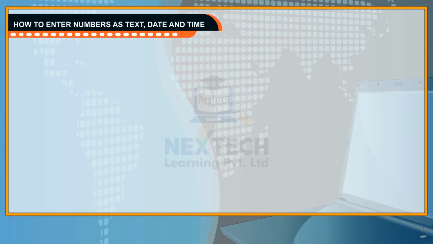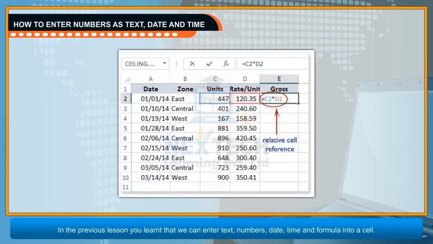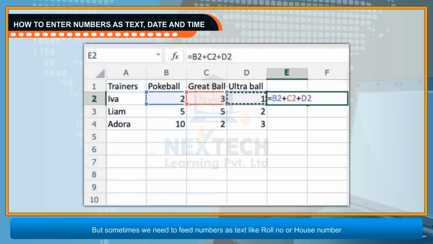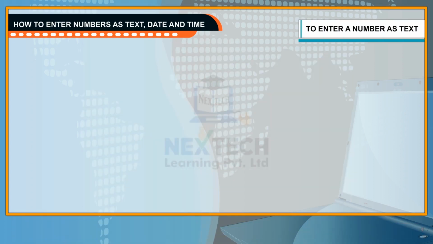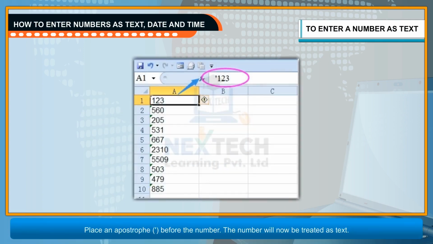How to enter numbers as text, date and time. In the previous lesson, you learned that we can enter text, numbers, date, time and formula into a cell. But sometimes we need to feed numbers as text like roll number or house number, as we will not perform any calculations on them. To enter a number as text, method 1. Place an apostrophe before the number. The number will now be treated as text.